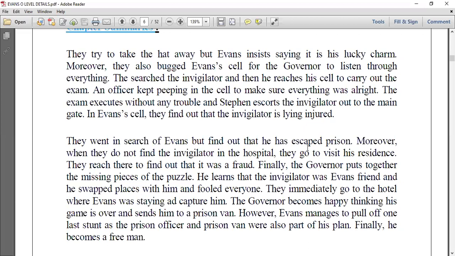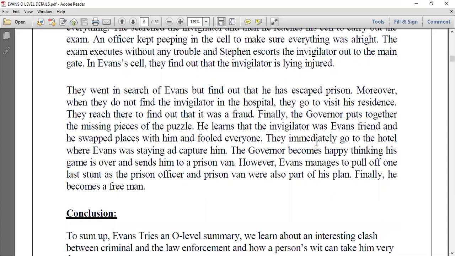Without the knowledge of Jackson, the senior officer, Stephen, after the completion of the examination, just escorted the invigilator McCleary, and bid him farewell. That means a send off. When he returned to Evans' cell, he found the invigilator lying injured. Then who had been sent out? So there was confusion. Then they went in search of Evans. They thought that Evans had injured McCleary, the invigilator, and then escaped from the jail, because inside the jail, the injured McCleary was there.